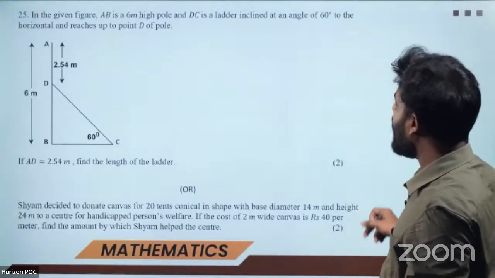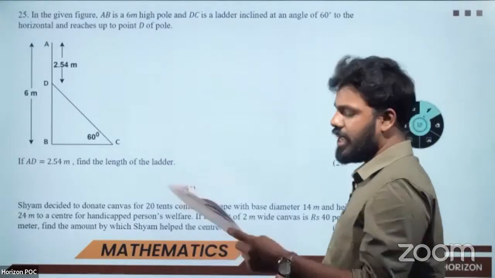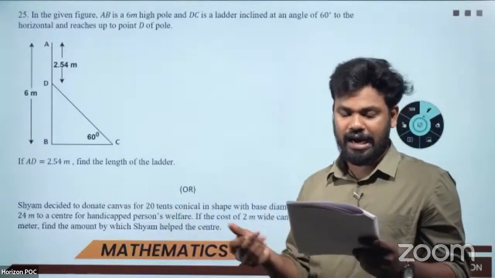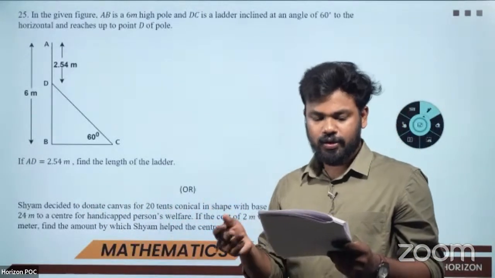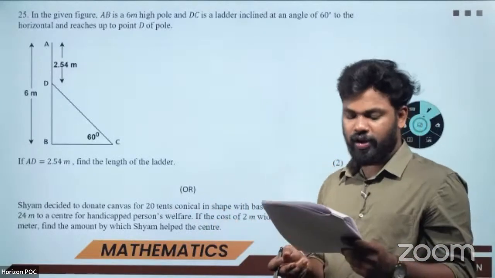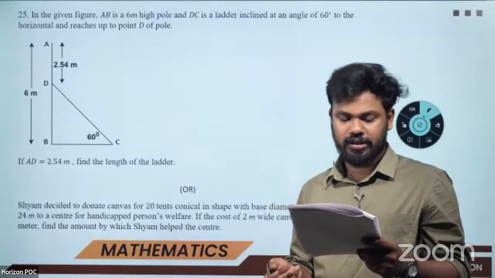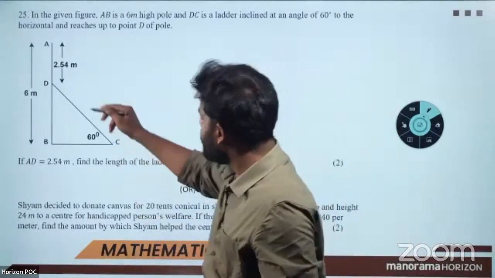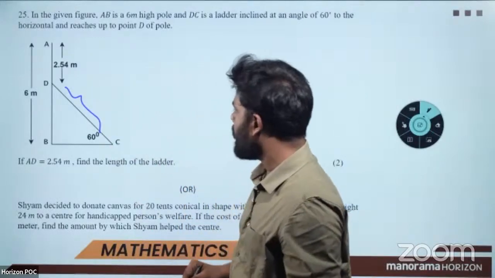So next one, we have two questions again. Given figure, AB is a 6-meter high pole and DC is a ladder inclined at an angle of 60 degrees to the horizontal and reaches up to a point D of the pole. If AD is 2.54 meter, what is the length of the ladder? So you have to find the length of the ladder. So what is the ladder here? This one is the ladder.